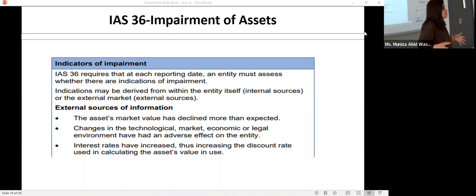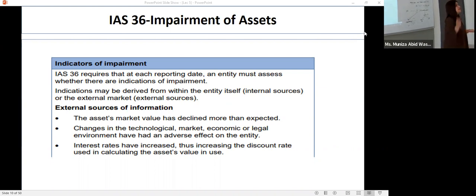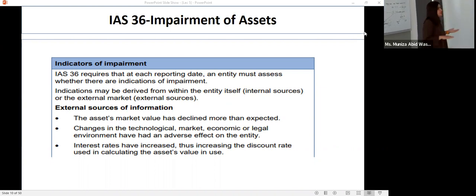What can be the indicators of impairment? There can be some internal indicators inside the boundaries of the organization, and sometimes there can be circumstances outside the boundaries of the organization which can tell us that impairment can happen. And all those indicators will be telling us that the market value, the recoverable amount of the asset, has dropped down from the value of the carrying amount. And our carrying amount will now be more than our recoverable amount.